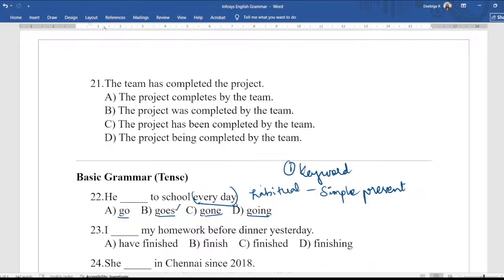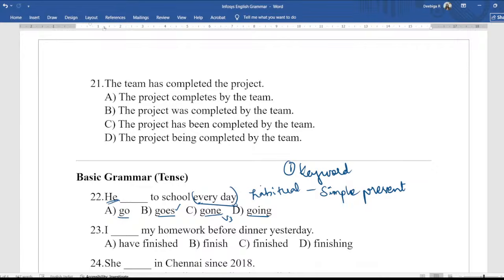Gone is in the V3 form, that is not present. Going is also not present. So this is like present continuous. It is present but still continuous. So you will choose go or goes. So how do you choose that? Based on the person, singular or plural.